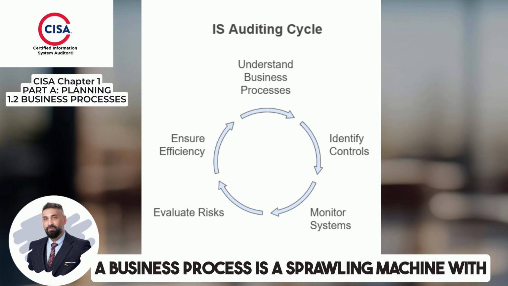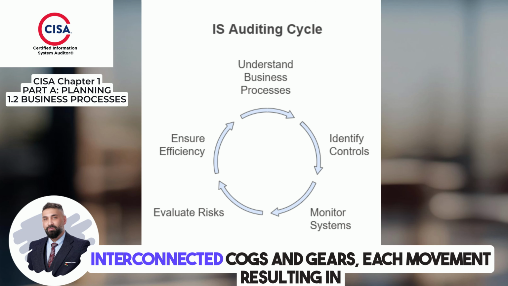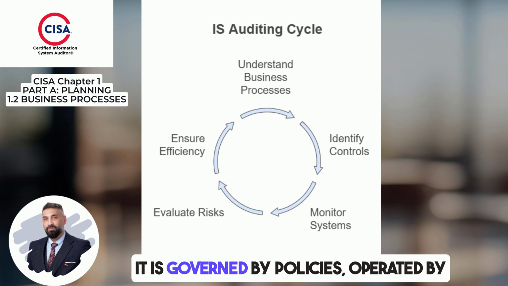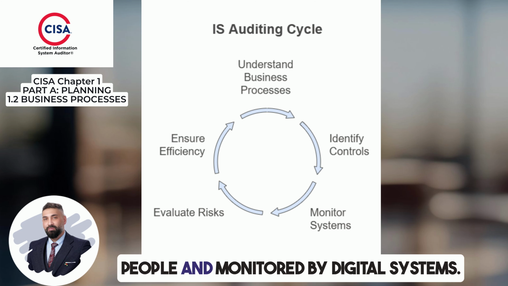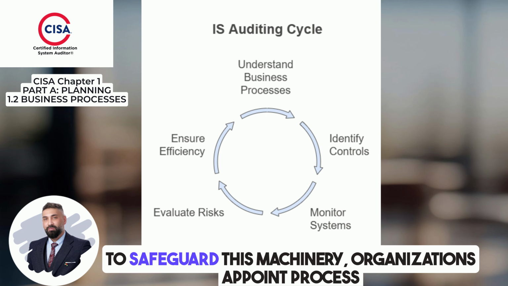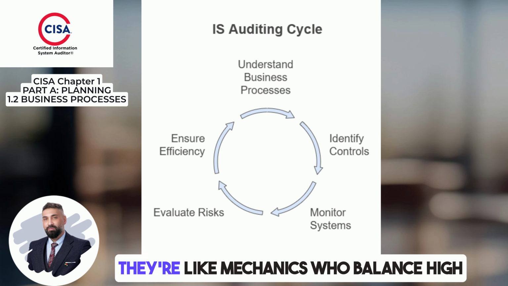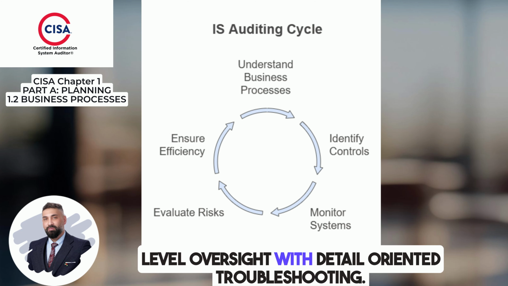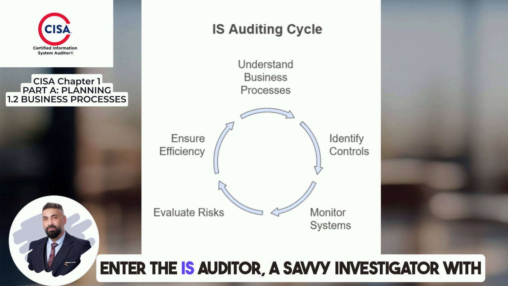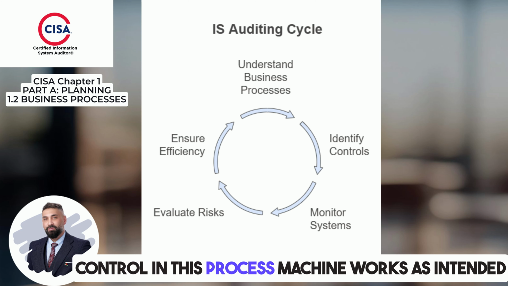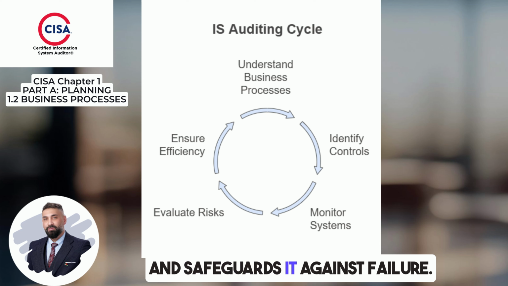Picture this. A business process is a sprawling machine with interconnected cogs and gears, each movement resulting in products or services reaching a customer. This machine, however, isn't mindless. It is governed by policies, operated by people, and monitored by digital systems. To safeguard this machinery, organizations appoint process owners, figures of authority who ensure processes run efficiently and mitigate risks. They're like mechanics who balance high-level oversight with detail-oriented troubleshooting. Enter the IS auditor, a savvy investigator with the blueprint in hand, to ensure that every control in this process machine works as intended and safeguards it against failure.